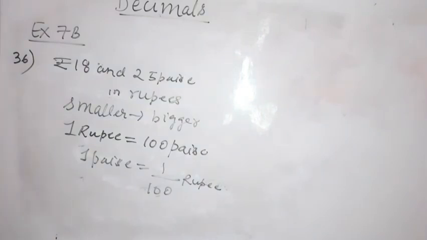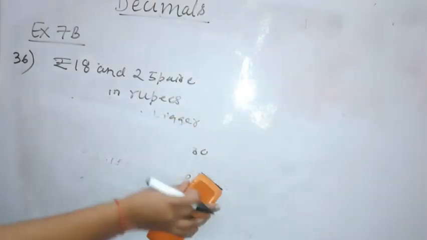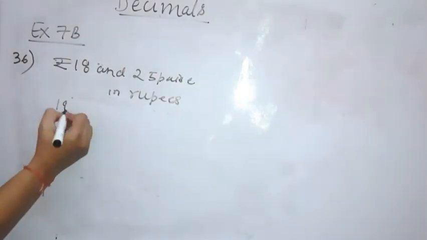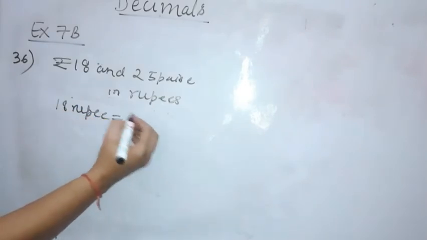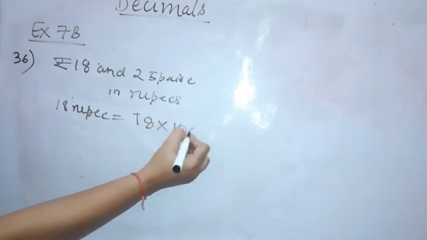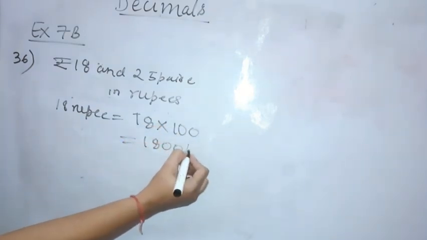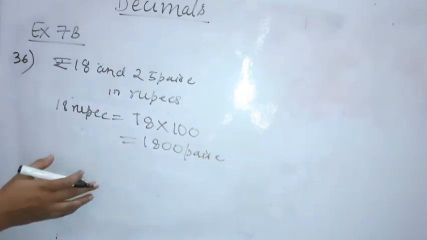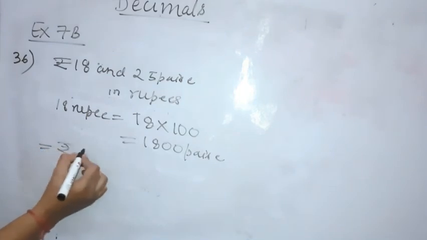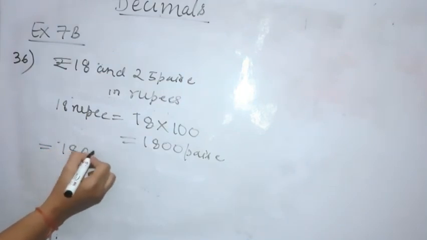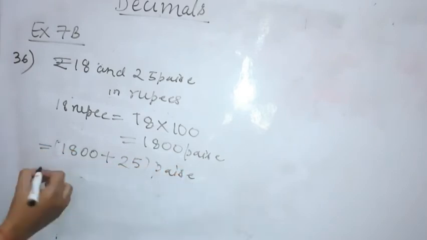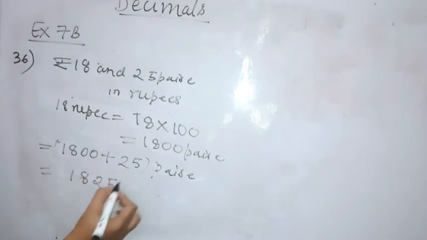So we will follow the same in this question also. So this is rupees 18. 1 rupee is equals to 100 paisa. 18 rupees is equals to how many paisa? It will be 18 multiplied by 100, that is 1800 paisa. Now we have to do what? This is in paisa and this amount is also in paisa. So kindly add both the amounts. It will be 1800 plus 25 paise, right? So now it will be 1825 paise.